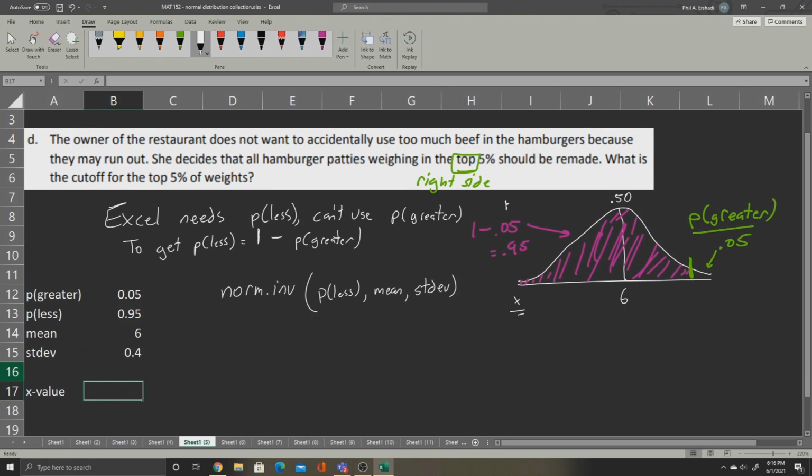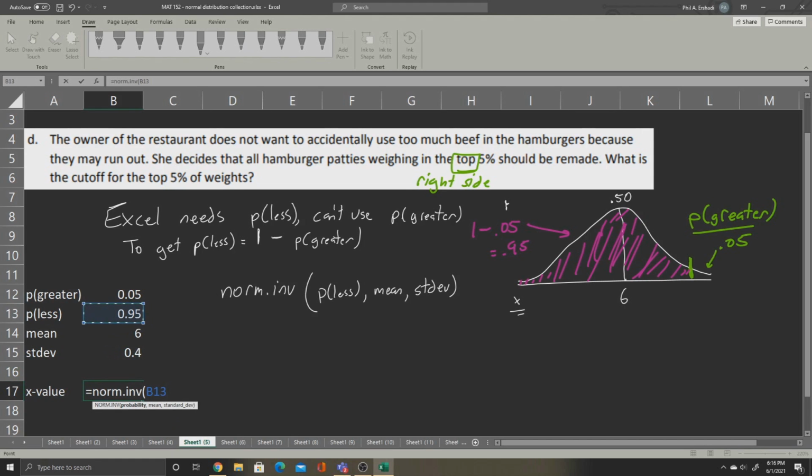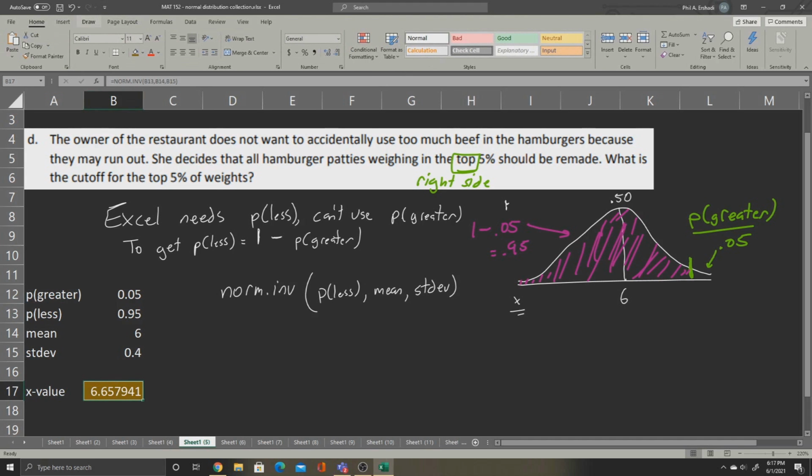And then to get the x value, we use norm inverse. So, say equals norm inverse. Click the p less, not the p greater, because Excel doesn't understand p greater. Comma, the mean, comma, the standard deviation, and close the parentheses. When we press enter, we get that the value that corresponds to this probability is 6.658. That will be our final answer for problem D.